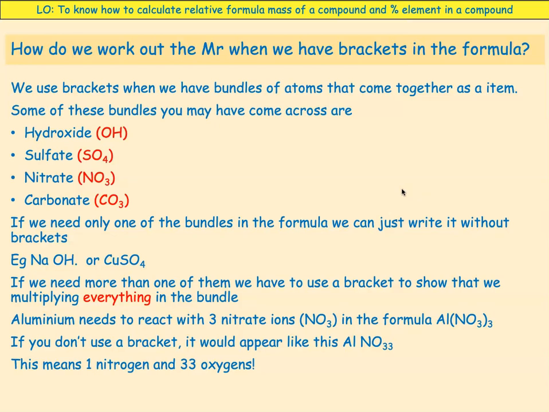SO4 is a bundle we call sulfate. NO3 is a bundle we call nitrate. And CO3 is a bundle we call carbonate. If we need only one of these bundles in the formula, we can just write it down without brackets. So here we've got sodium hydroxide because we've only got one hydroxide there, or copper sulfate. We've only got one copper and one bundle of sulfate.